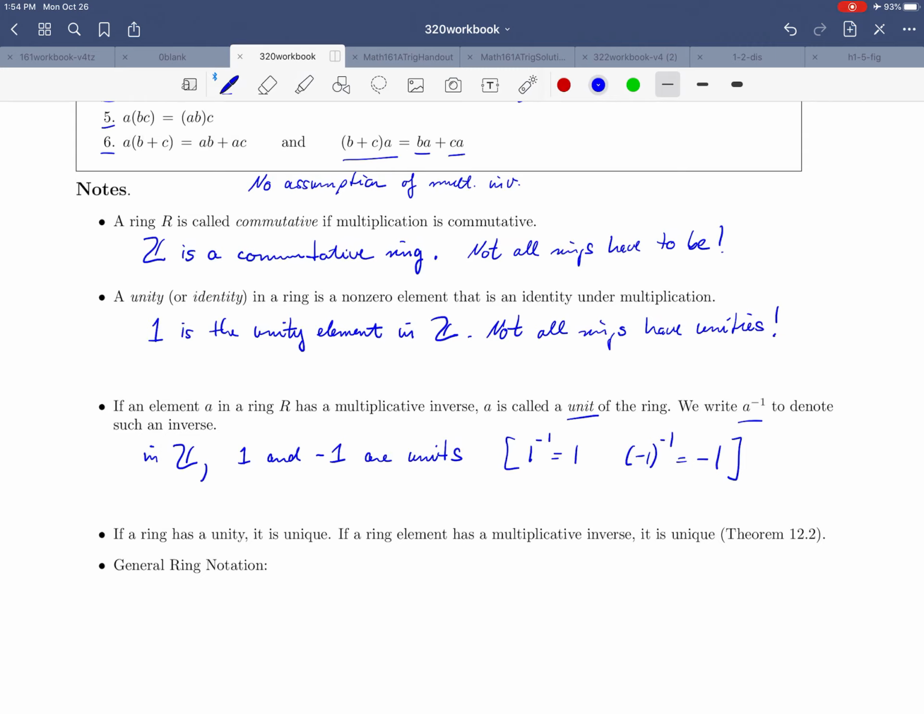Okay, what else do we have? If a ring has unity, then it's unique. And if a ring element has a multiplicative inverse, it's also unique. And that's actually Theorem 12.2.